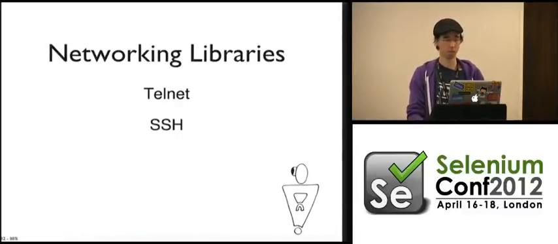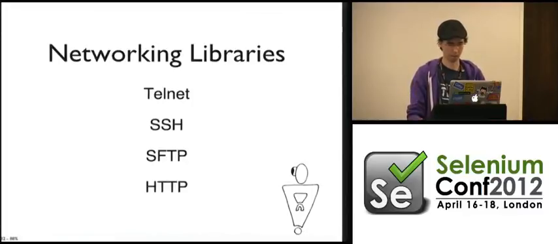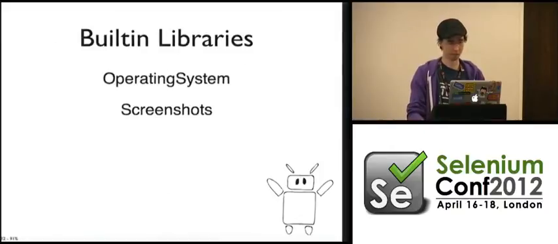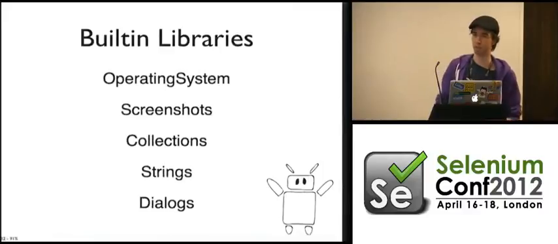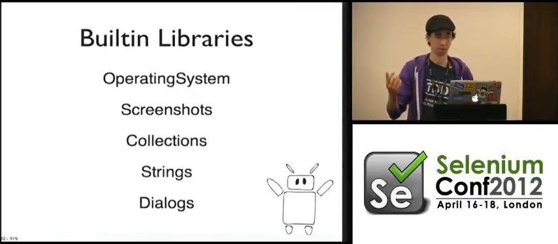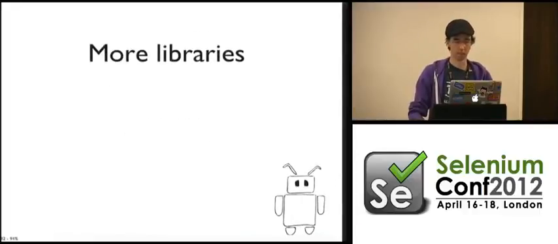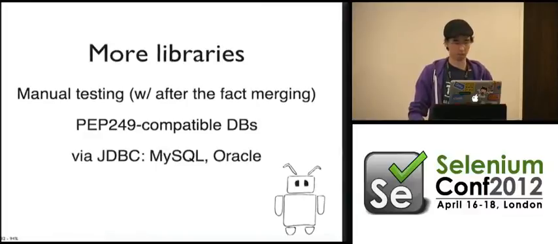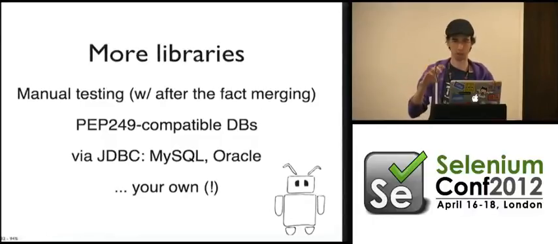There are networking libraries: Telnet, SSH, SFTP. They come bundled, I think, and HTTP. And built-in libraries for all the stuff you need, like popping up dialogues for manual tests where someone needs to flip a switch on a physical device, so you can instruct them and integrate them into the development process or the test run. The operating system library includes stuff like creating directories and creating files. There are libraries for manual testing and for JDBC compatible databases, so you can create stuff and ask for stuff. And as I showed earlier, it's really easy to write those two or three integration points with your software.